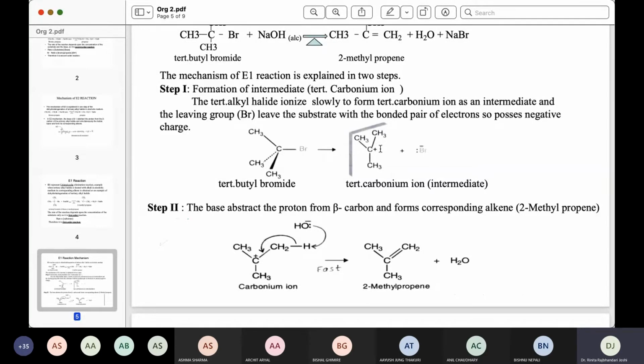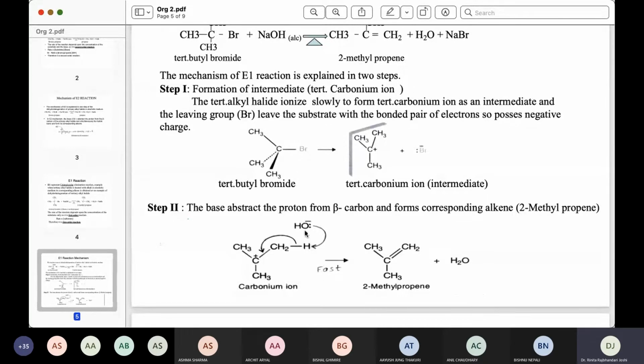Now, this tertiary alkyl halide, in this case हामीले orientation को कुरा गरिराख्नु पर्दैन. एकचोटी tertiary carbonium ion बन्ने बित्तिकै, the base will immediately abstract the proton, one at a time. एउटा tertiary carbonium ion बाट it abstracts the proton. The base abstracts the proton from the beta carbon and forms the corresponding alkene. And here is your 2-methyl propene. Your tertiary carbonium ion बन्ने बित्तिकै the reaction is very fast.